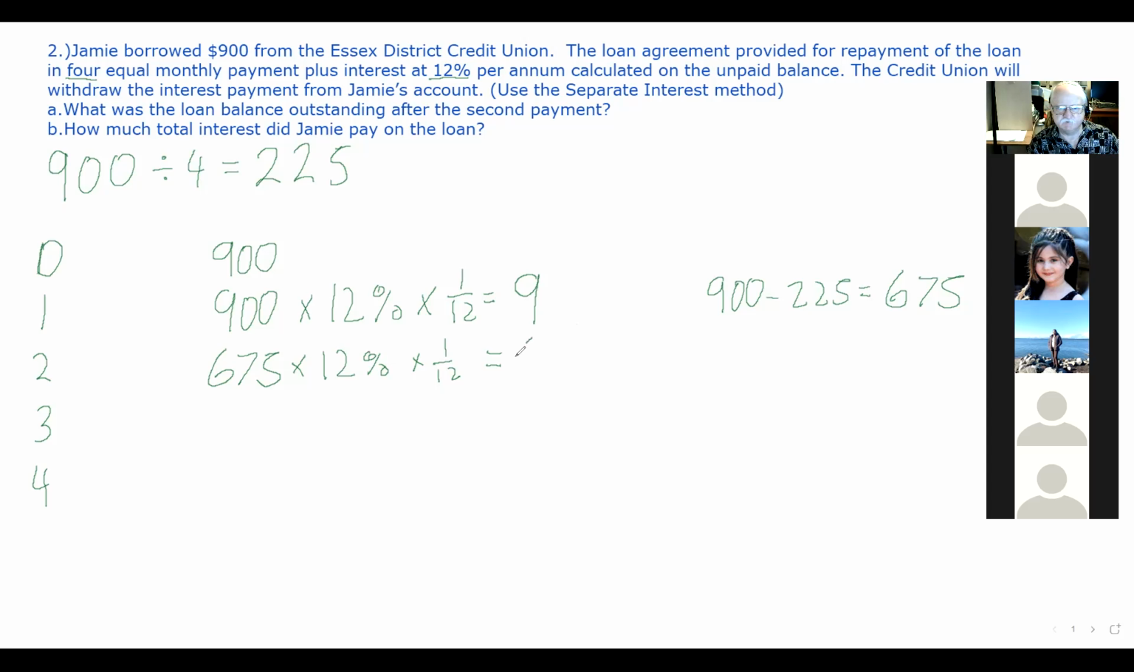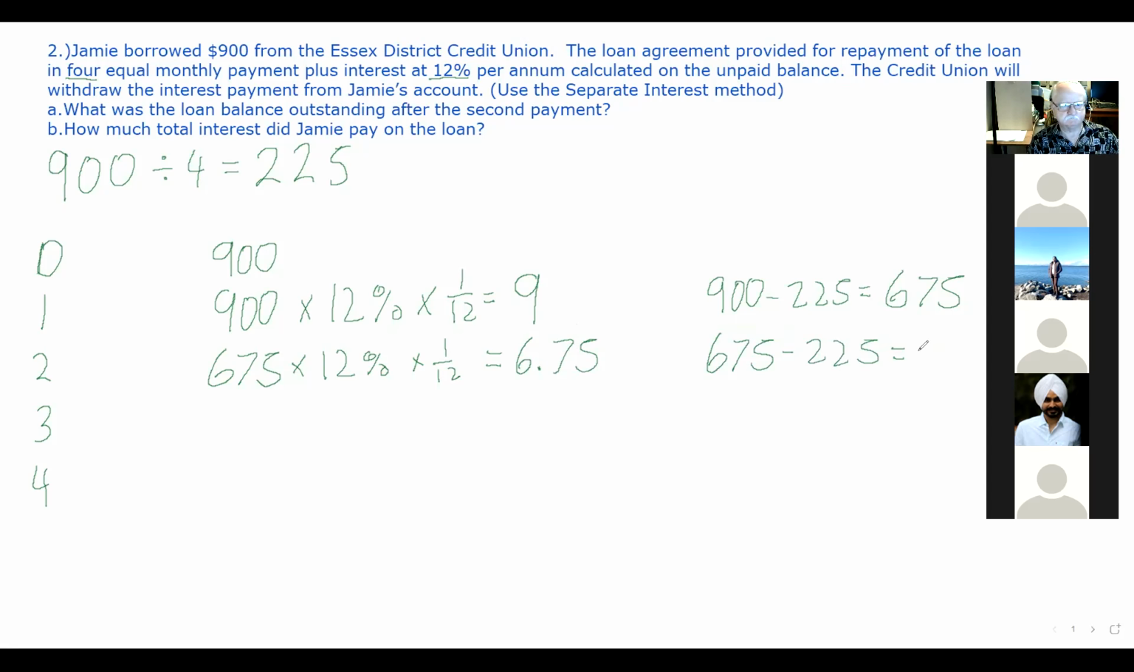Really? 675? They're just trying to be confusing here. How annoying is that? So they steal 675 out of the bank account, and Jamie makes a payment. So we can take the 675 minus the 225, and how much is left owing? $450.